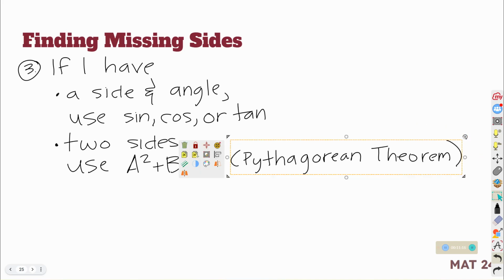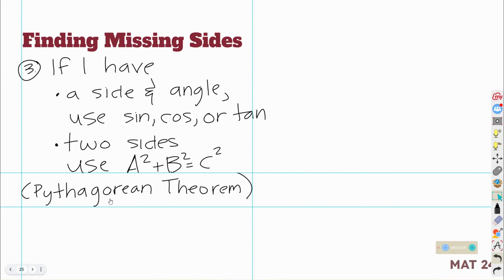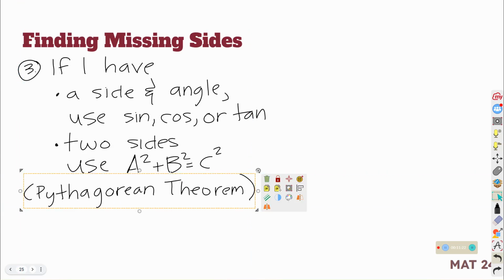I don't really want that sitting there. I want that sitting over here, so I have room to do my problem.